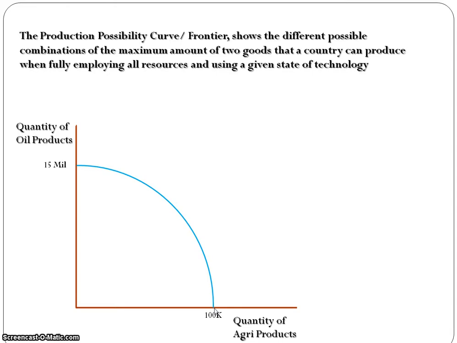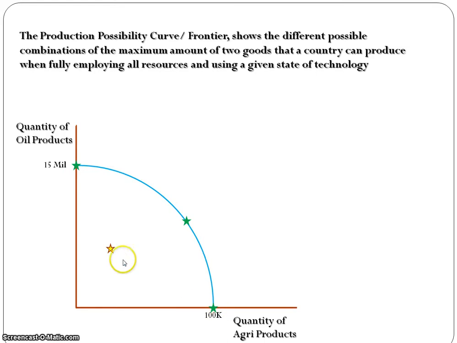Now, why does this happen? Well, remember, in economics, we have discussed before that economics studies how a society utilizes its scarce resources in order to satisfy competing wants. So due to the fact that resources are scarce, it is not possible to expand production of products limitlessly. So if we want to have 100,000 units of agri products, it means that you can only produce none of the oil products. Now you could choose a production choice in between that. We can actually choose a production combination between the 15 million units of oil products and 100,000 units of agri products.